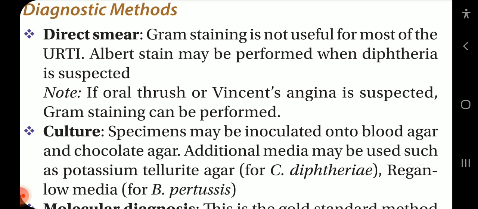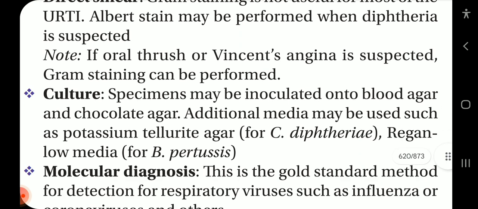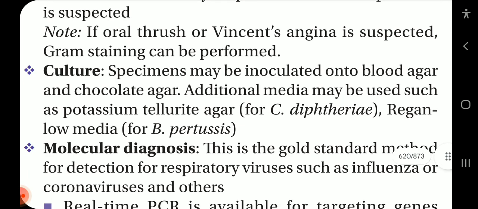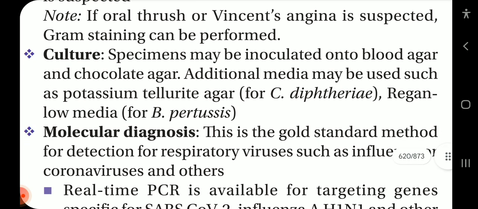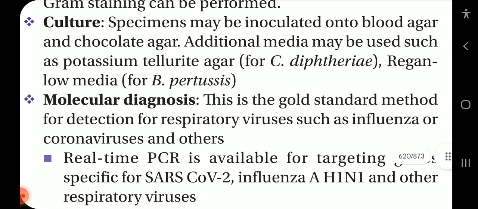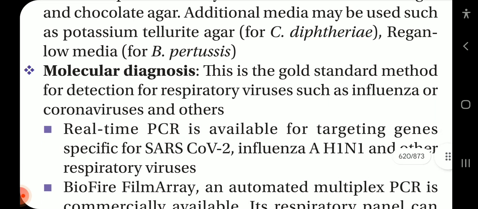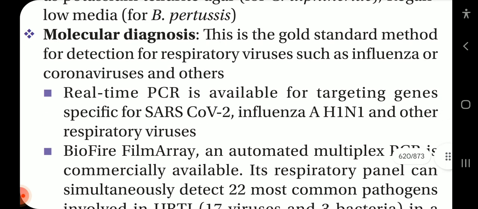Diagnostic methods. Gram staining is not useful for most URTIs. Albert stain may be preferred when diphtheria is suspected. If oral thrush or Vincent's angina is suspected, Gram staining can be performed. Culture: the specimen may be inoculated onto blood agar and chocolate agar. Additional media may be used, such as potassium tellurite agar for Corynebacterium diphtheriae, and Regan Lowe media for Bordetella pertussis.